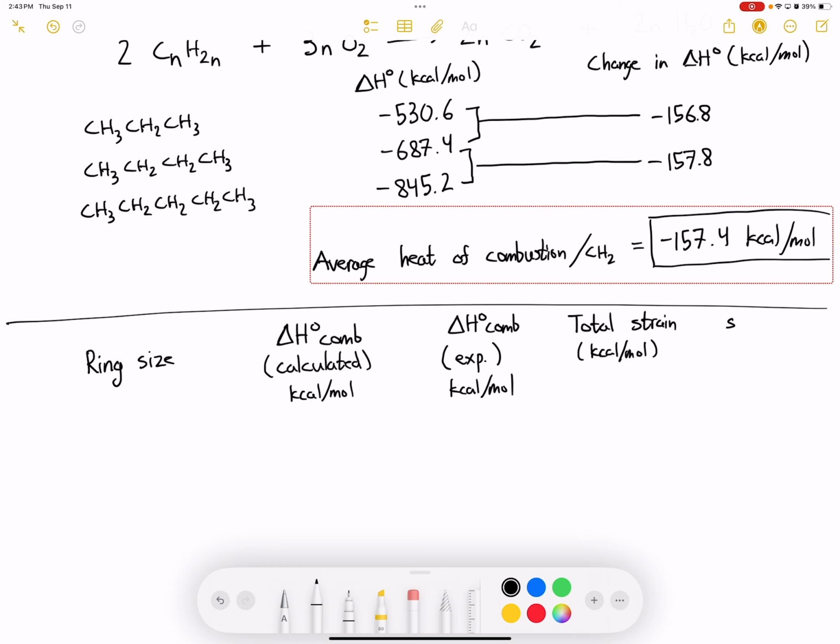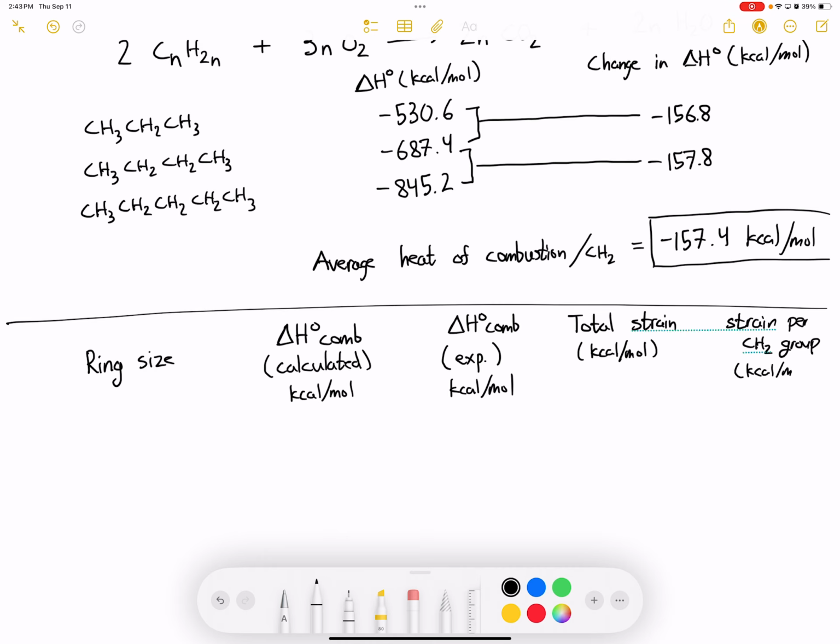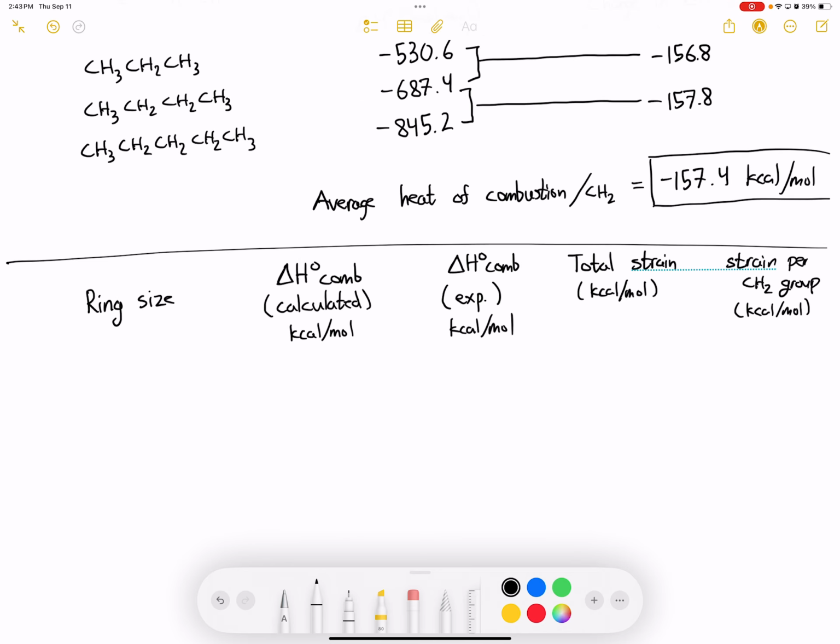And then we could write strain per CH2 group, also kcal per mole. All right. So let's start with ring size 3, cyclopropane.